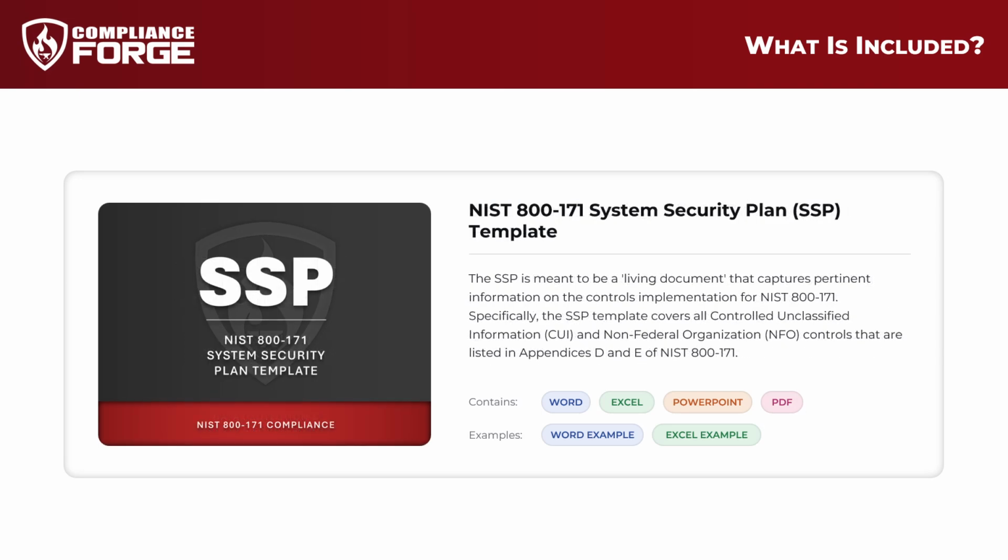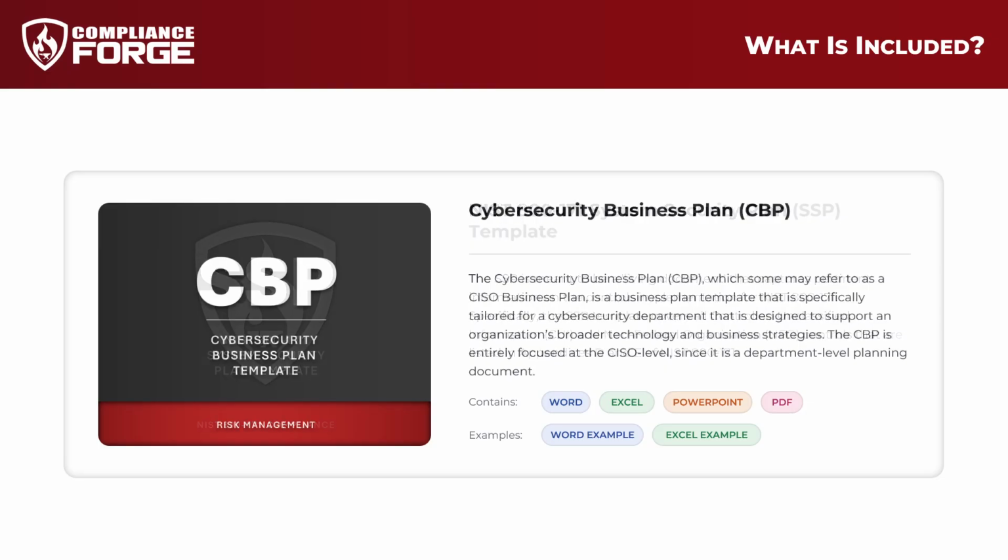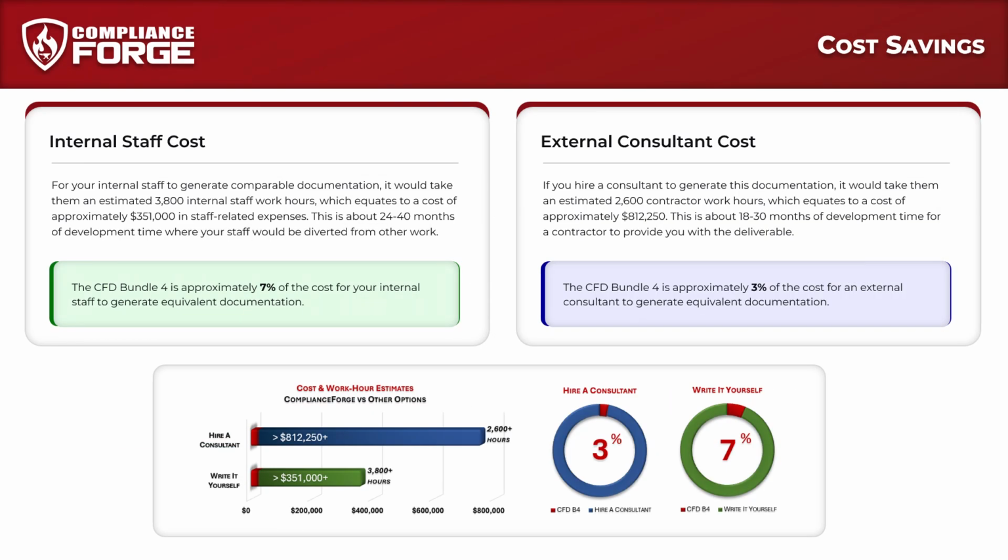The 13th is the NIST 800-171 System Security Plan Template, the living document that captures pertinent information on controls implementation. And the 14th is the Cybersecurity Business Plan, the business plan template tailored for a cybersecurity department. Now compare that against the two alternatives for obtaining quality cybersecurity documentation.